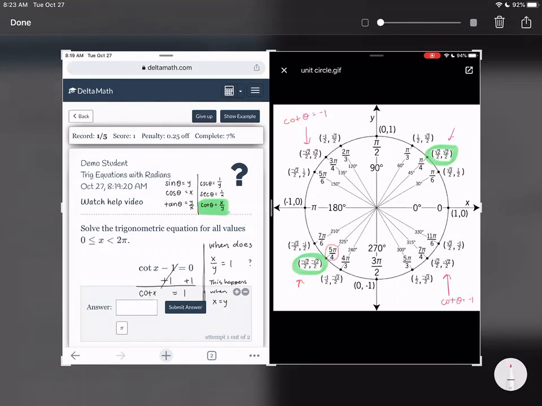So our answers would be those radians, 5 pi over 4 and pi over 4. Do you guys have any questions? I'll pause the video to give you guys more time to think about your questions. All right, so I'm going to enter in pi over 4 and 5 pi over 4.